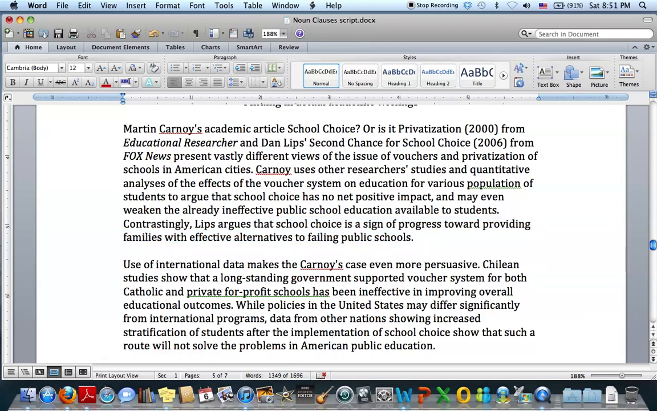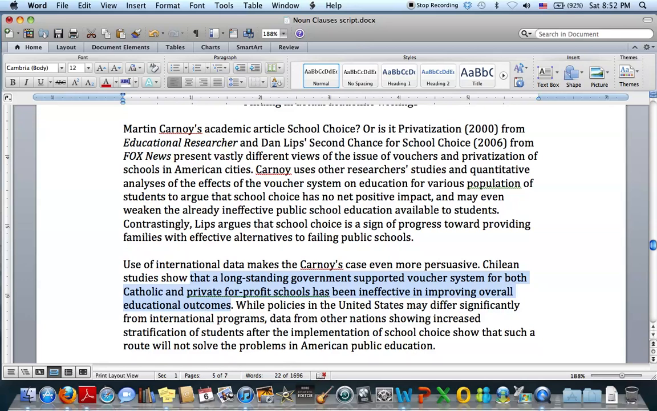Let's take a look at the second one. Use of international data makes this even more persuasive. Nope, nothing so far. All right. Chilean studies show that, show. That's similar to demonstrate or prove. It's one of those four verbs that I showed you earlier, right? So, if we get this, Chilean studies show that, and there we go. Here's another that, showing us another noun clause. And so this whole thing right here is our next noun clause.